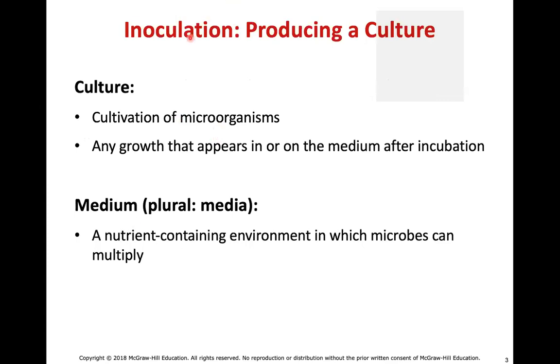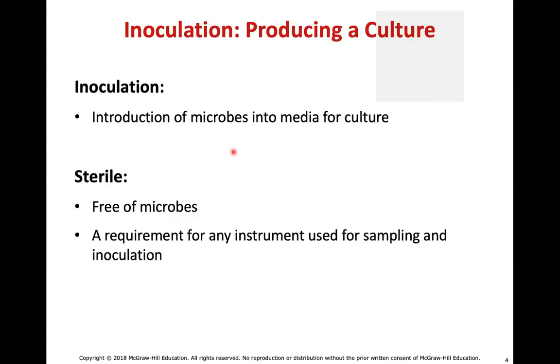Okay, so for the first one, inoculation, this is producing a culture. A culture is when you cultivate microorganisms. Cultivation means to grow. Any growth that appears in or on the medium after incubation is considered a culture. And hopefully it's the culture that you want and not a contaminant. The medium is actually a nutrient-containing environment. It could be a petri dish, for example, or it could be a liquid medium. And this nutrient-containing environment is where the microbes actually can multiply and grow. You're essentially creating an environment for these organisms to grow.